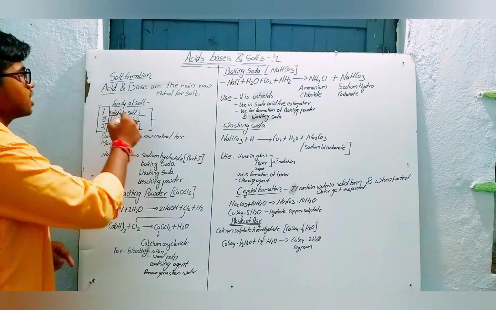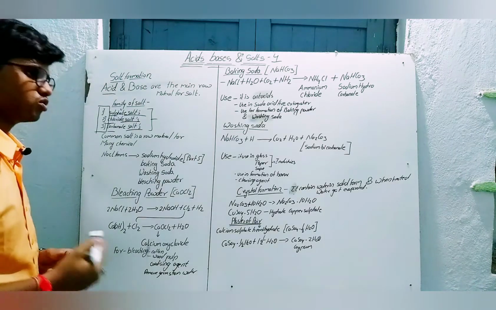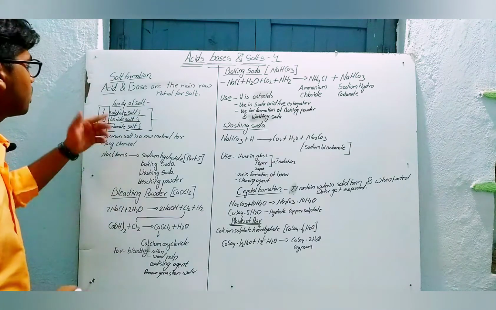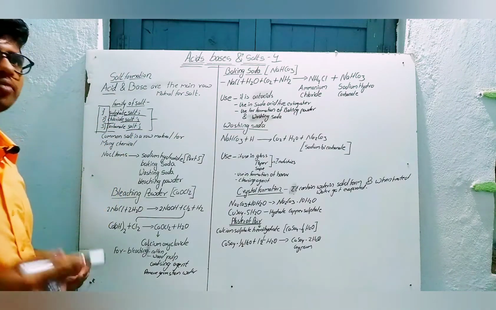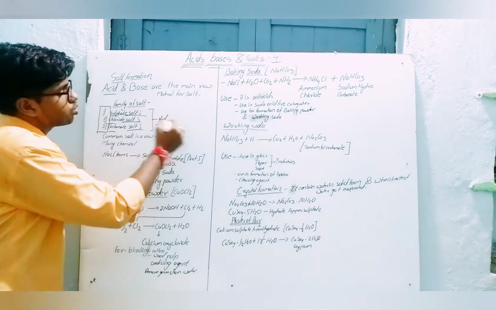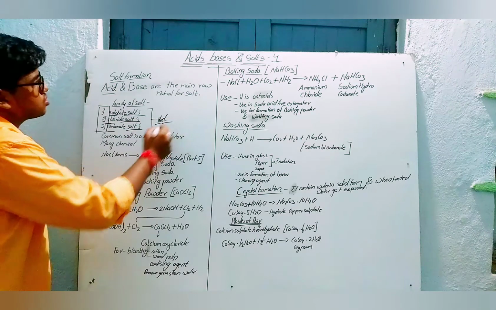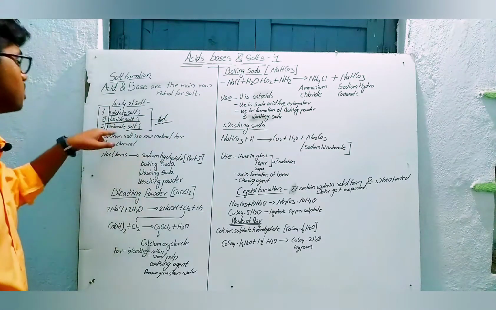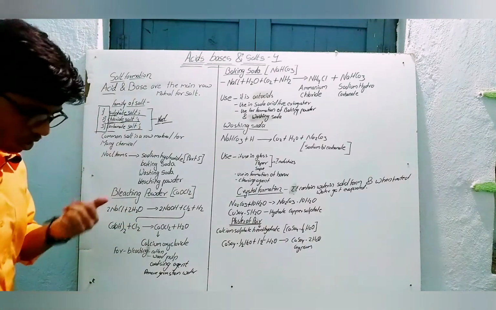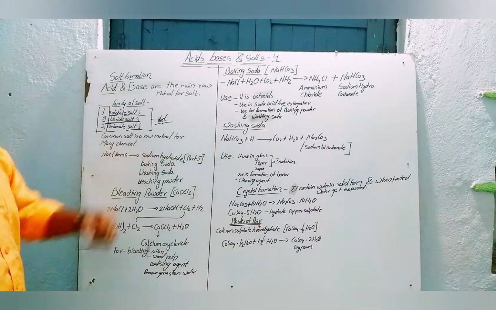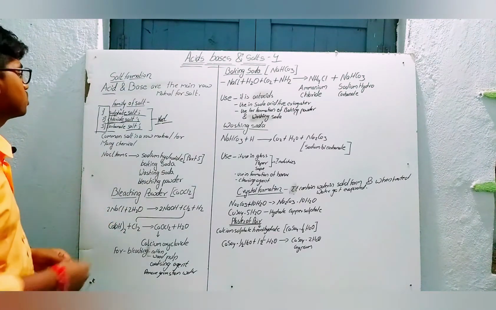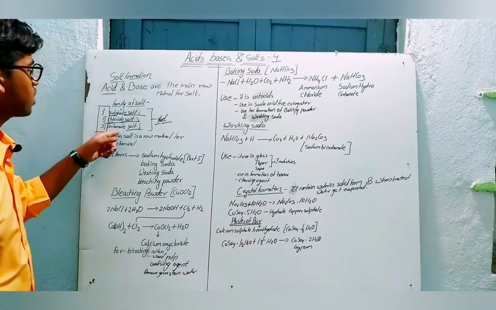Mainly in sulfate salts, potassium sulfate and sodium sulfate are the salts present in the sulfate family. Then chloride salts, there are many chlorides, and even the salt NaCl, sodium chloride, the common salt, comes under the chloride family. And the third one is carbonate salt: baking soda, sodium hydrogen carbonate, is also a salt, and washing soda, sodium carbonate, also comes in the family of carbonate salts.